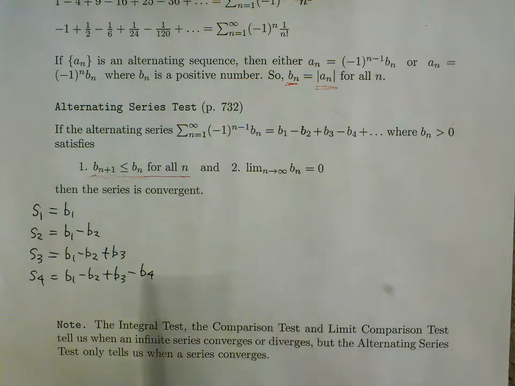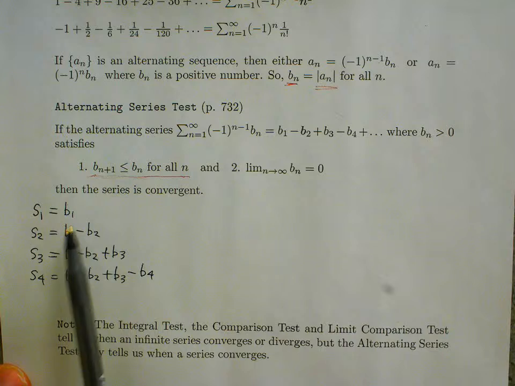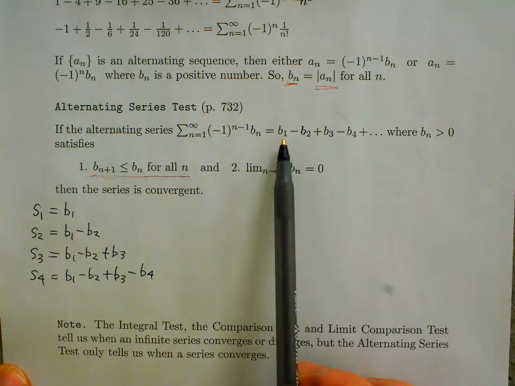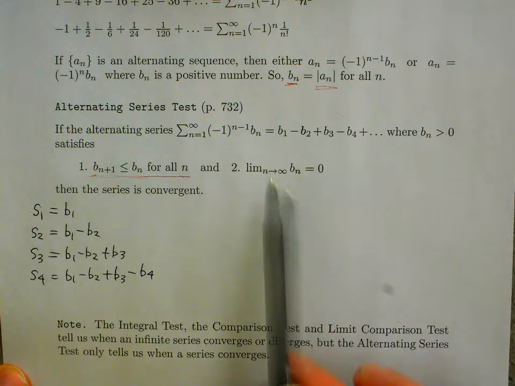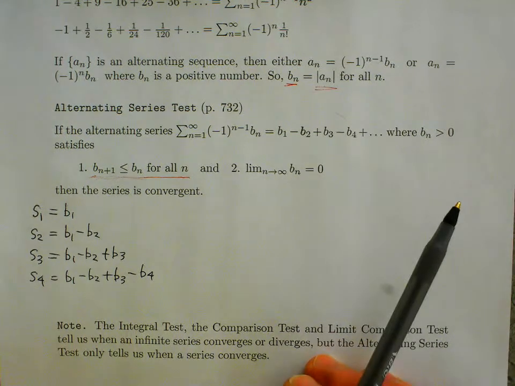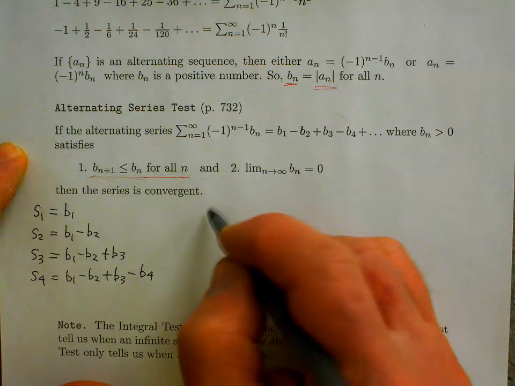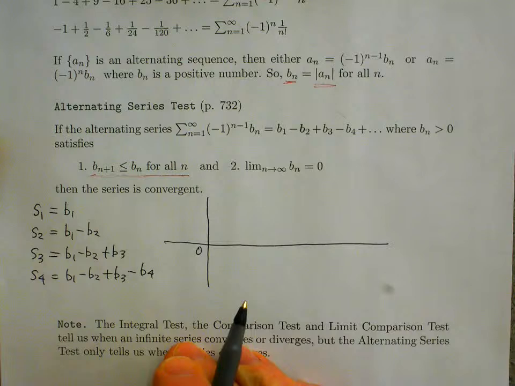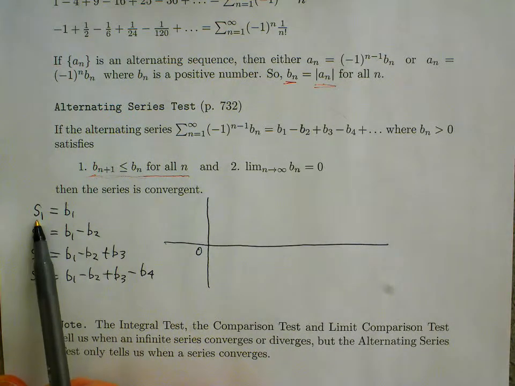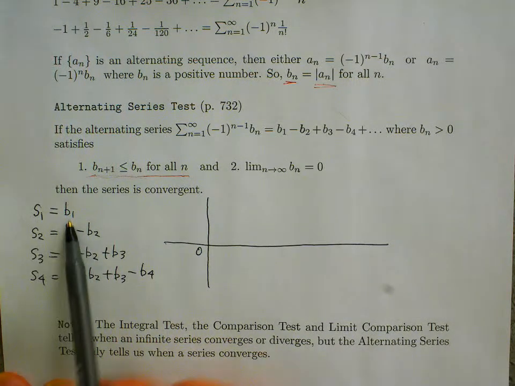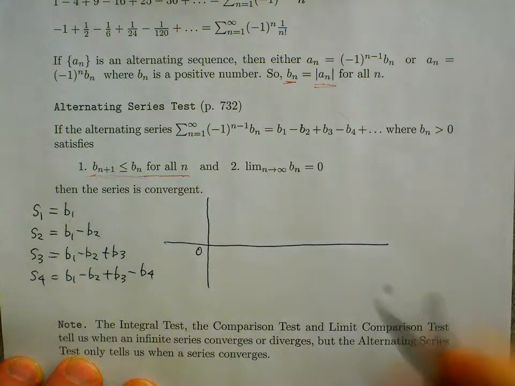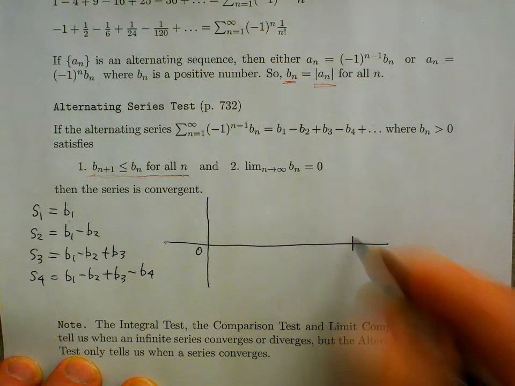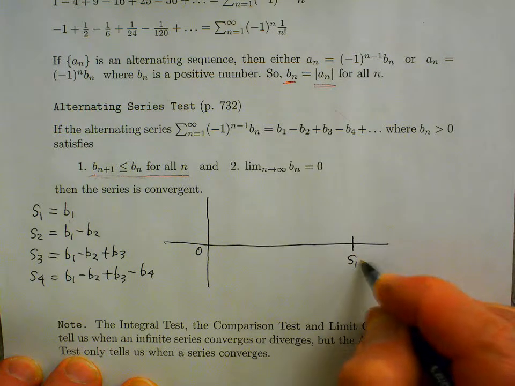Okay, so if we have a convergent alternating series, then the b sub n sequence is decreasing and its limit is 0. So this is just a drawing of what's going on. The first term in the sequence of partial sums, S sub 1, is equal to a positive number, B sub 1. So let's just put it over here somewhere. This is S sub 1 equals B sub 1.